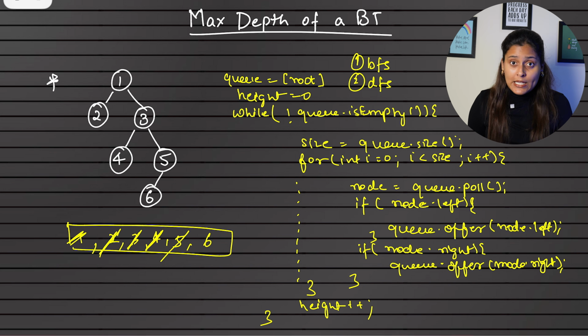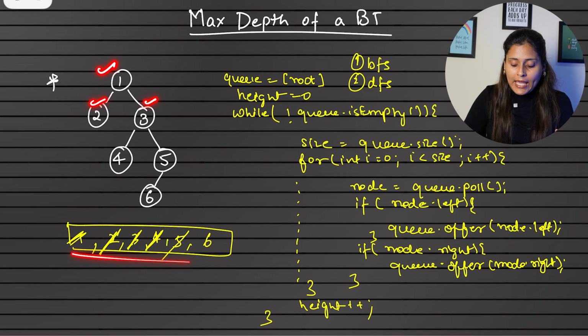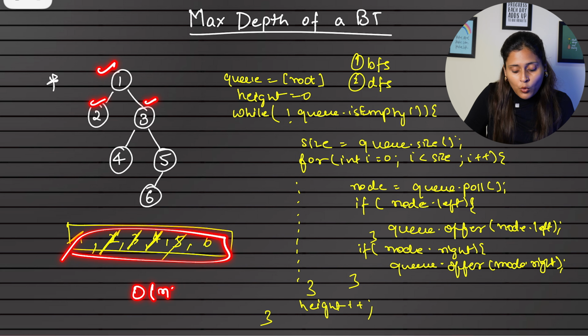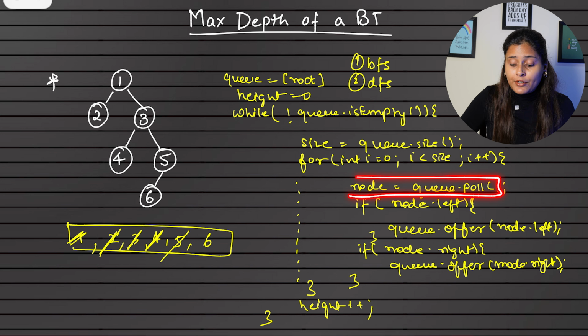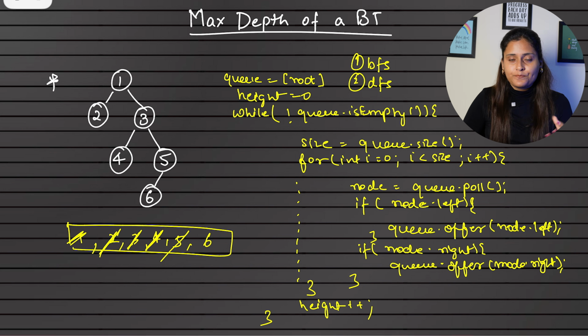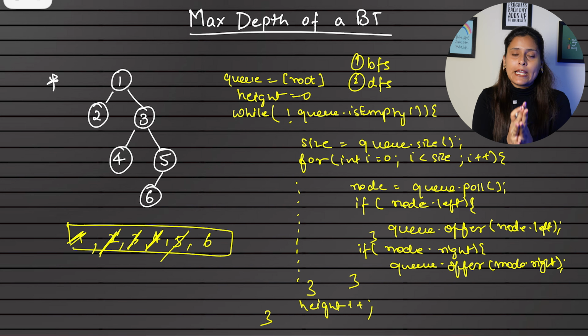Talking about the time and space complexity, we insert each node in the queue, so O of n space complexity. The time complexity will also be O of n, where n is the number of nodes. Why? Because every node we have popped and inserted their children, so O of n time complexity, and in the worst case also, the space complexity will be O of n by 2.